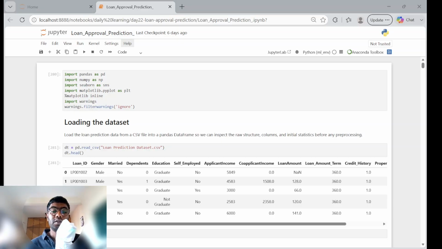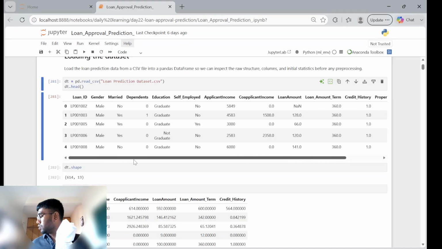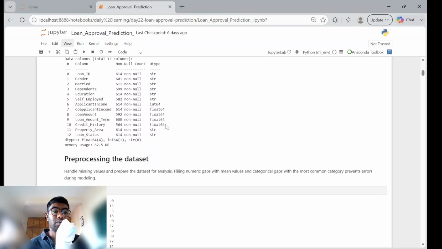So imagine we have a banking system where we are given a loan applicant's gender, marriage status, dependents, education, and these kind of features. So we must decide if we can approve this loan or not, right? So this is a typical classification machine learning problem. So let's look at how we do this.